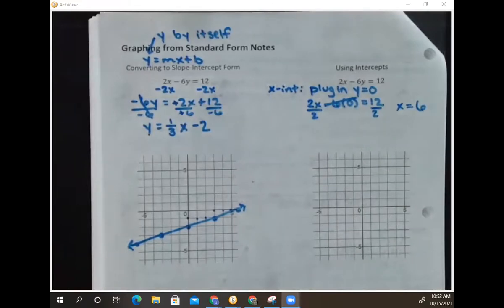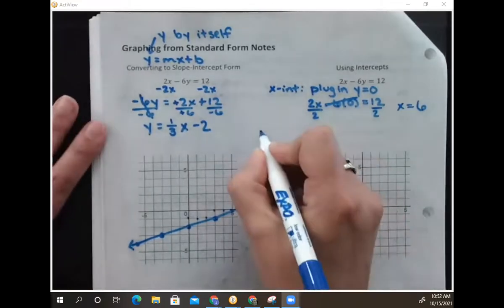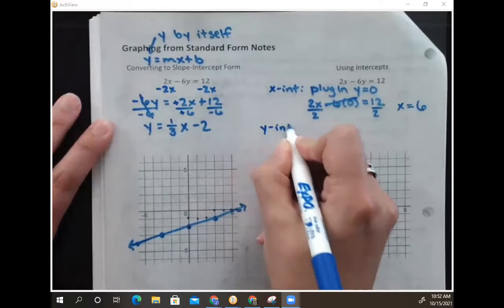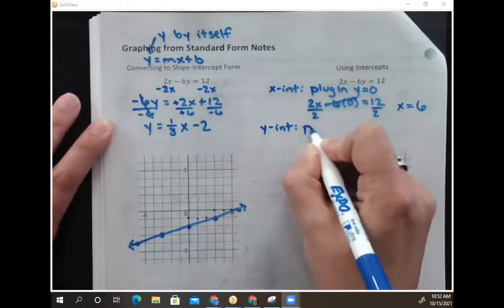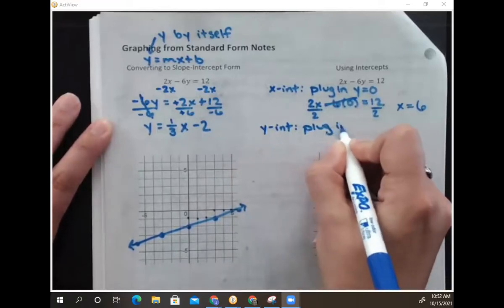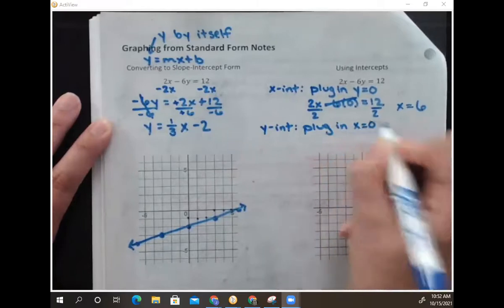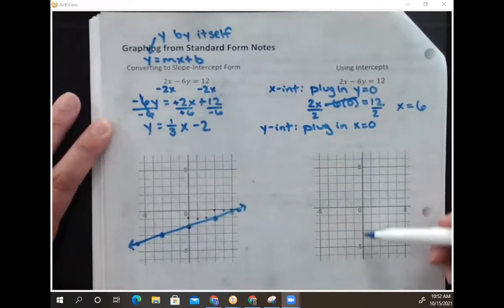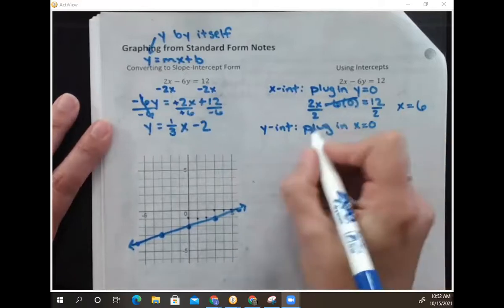Now I'm going to find the y-intercept. So to find the y-intercept, I'm going to plug in x equals 0. The y-intercept happens on the y-axis. The value of x on the y-axis is always going to be 0. So I'm going to plug in 0 for x to find the y-intercept.